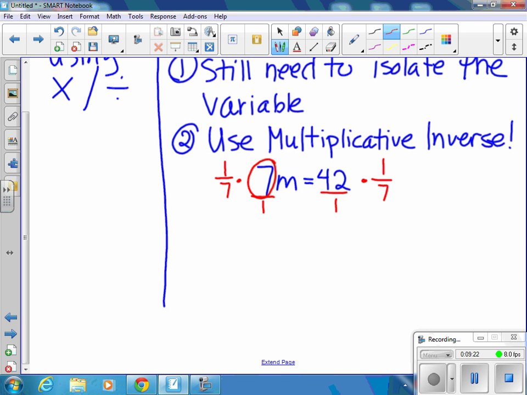On the left-hand side here, this all cancels out. 7 and 7 become 1. 1 and 1 is already 1. So 1 times 1 is 1. 1 times 1 is 1. And 1 over 1 is still 1. So all this is really just canceled out.